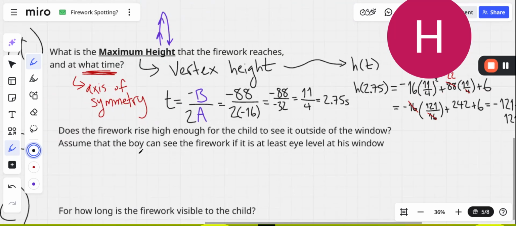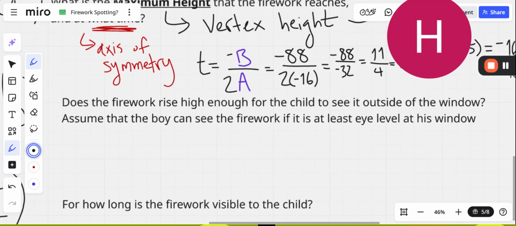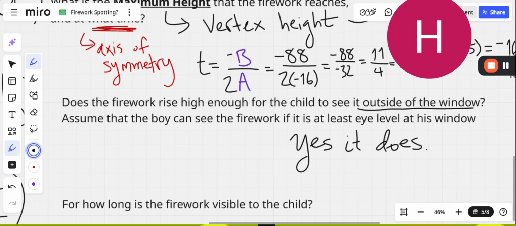So does the firework rise high enough for the child to see it outside of the window? Oh yeah. Yes, it does, if we're using correct grammar. Yes, it does. Because his window is 126 feet high. The firework peak is at 127 feet, which is kind of nice.